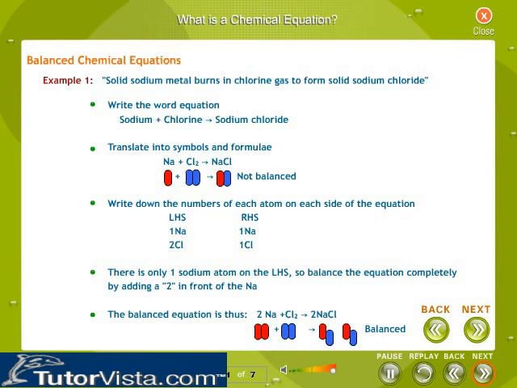Balanced chemical equations. Examples are shown here to balance chemical equations. Observe carefully and understand the steps involved in balancing the equations.